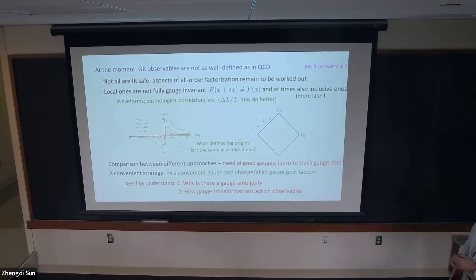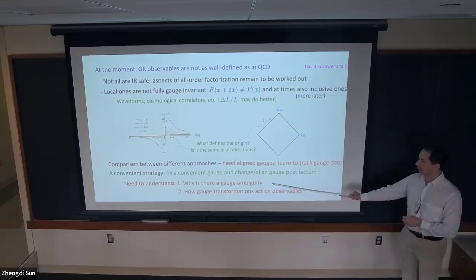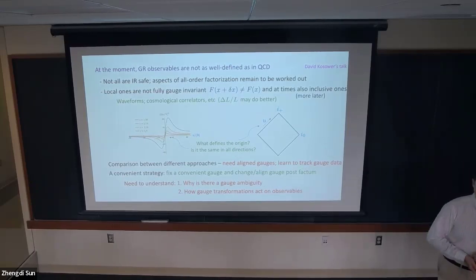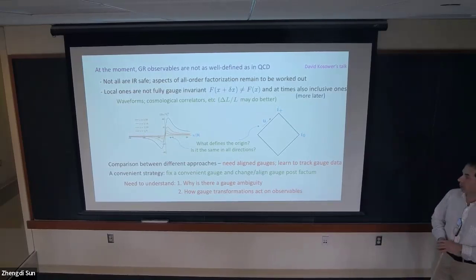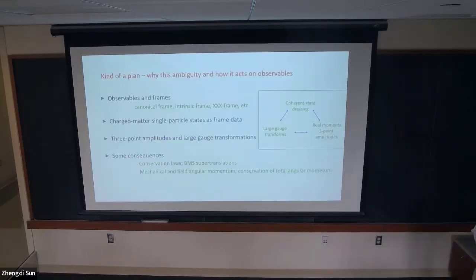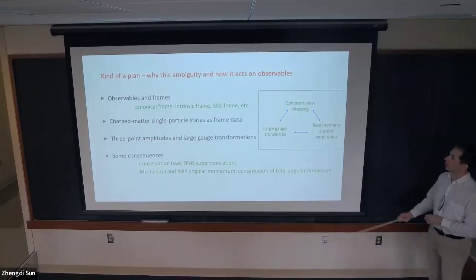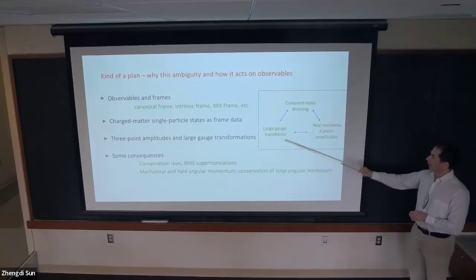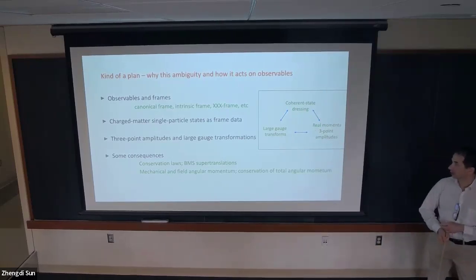So anyway, to address some of these issues, one needs to understand why there is such a gauge ambiguity, beyond saying, oh, GR is a diffeomorphism invariant theory, so we can change coordinates, end of story. And then two, we need to attempt to figure out how gauge transformations act on things that we might like to observe. So this brings me to kind of a plan. Morally, we are going to discuss the triality of concepts: large gauge transformations, 3-point amplitude, zero momentum, and coherent state dressings.